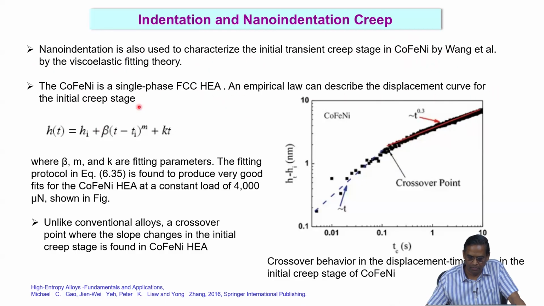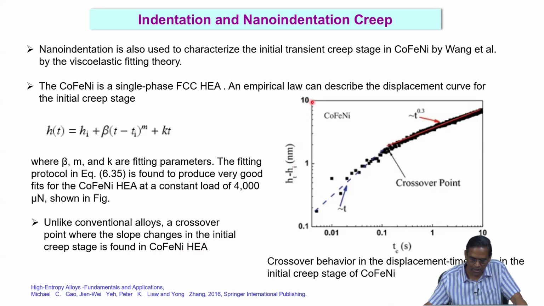An empirical law can describe the displacement curve for the initial creep stage, that is h as a function of time, h_i plus beta into (t minus t_i) to the power m plus kt. Beta, m, k are fitting parameters, and the fitting protocol for this equation is found to produce a very good fit for this alloy at a constant load of 4000 micronewton as shown in this figure. So unlike the conventional alloys, the crossover point where the slope changes in the initial creep stage is found in the cobalt, iron, nickel high entropy alloy.